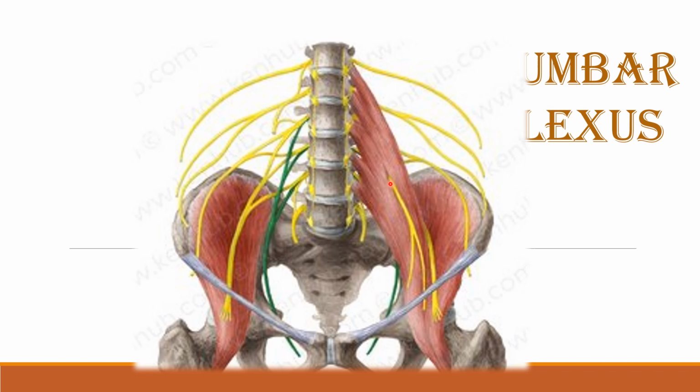So once again I will repeat. The lumbar plexus is formed by the union of ventral rami of L1, L2, L3 and L4. The L4 nerve root is joined with the L5 and forms the lumbosacral trunk. That is why the L4 nerve root is called nervus furcalis.